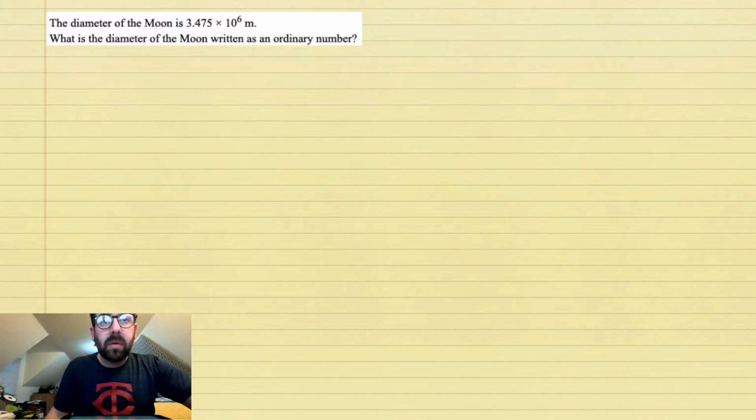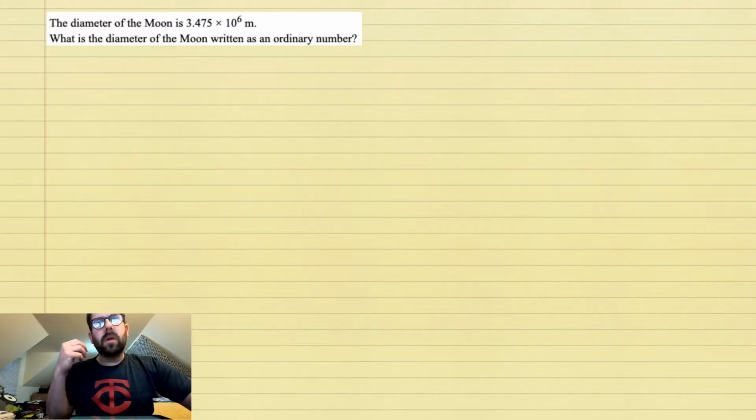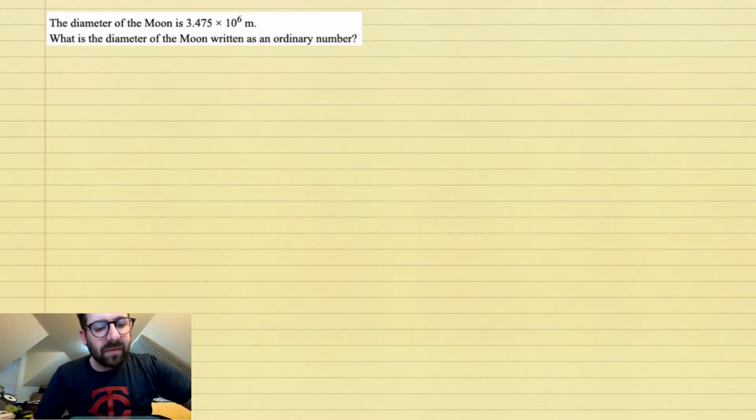So we have the diameter of the moon. Now we're getting to the practical stuff, like what this stuff is used for. It's used for very, very large numbers that you need to either write in different ways so that it can fit on a calculator, or we can just do some easy calculations with it. So what we have here is 3.475 times 10 to the 6 meters. Now it's in meters. And that's the diameter, right?